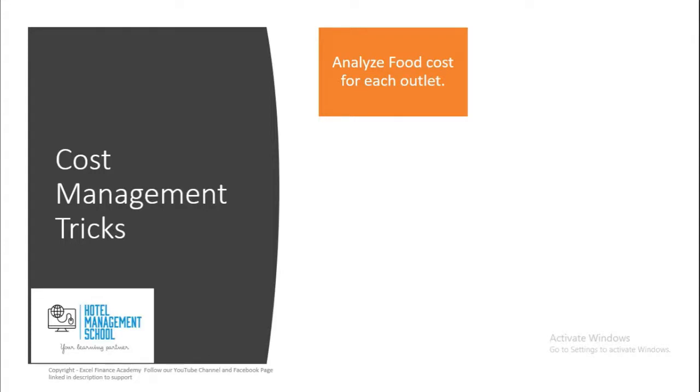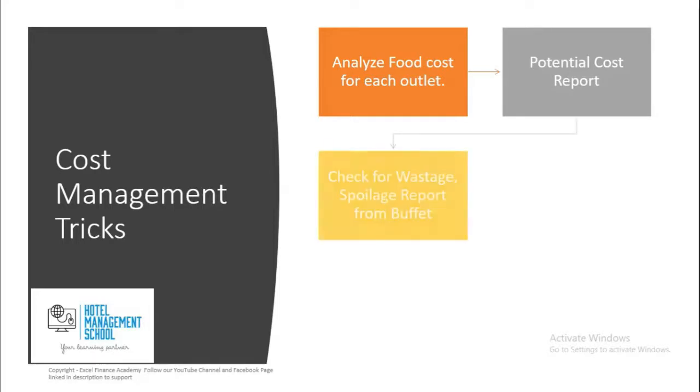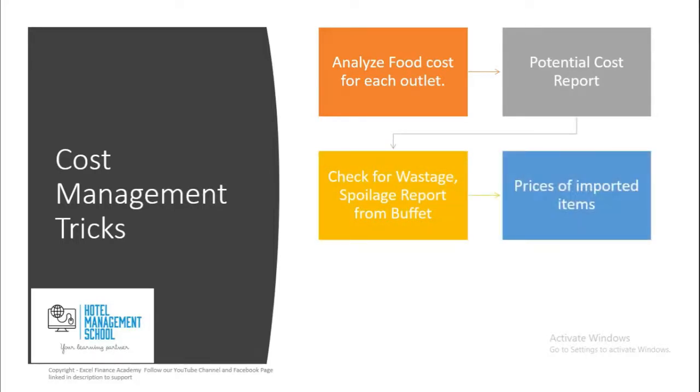If you are running more than one outlet in your hotel, ideally calculate the food cost for each particular outlet and also analyze the revenue for each particular outlet. And then you run the potential food cost report, then check for wastages, and then see the price of imported items, because that can be one of the major factors in your cost and your profitability.